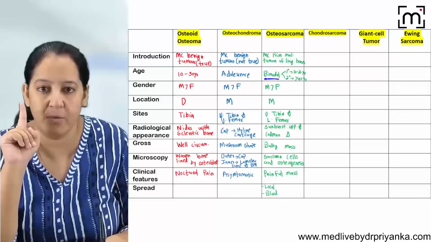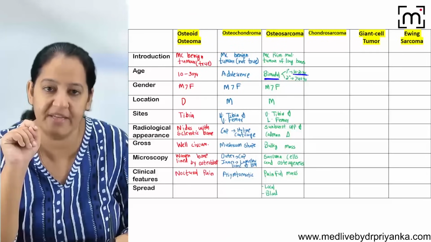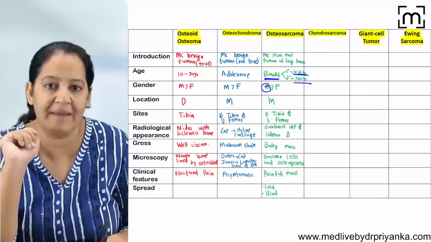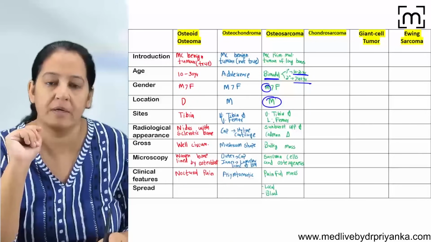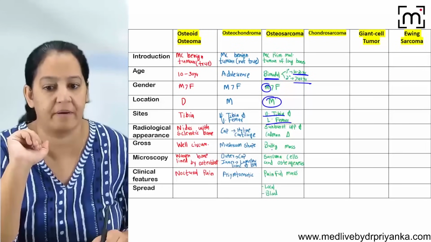So here it is bimodal in age. The primary occurs at 10 to 20 years of age and the secondary occurs after 40 years of age. Again, it is more common in males as compared to females. It arises from the metaphysis of the bone. The location is the same, near the knee joint, either upper tibia or lower femur.